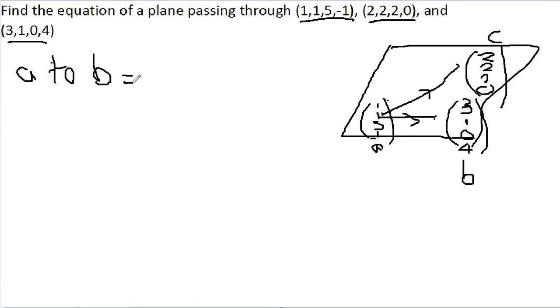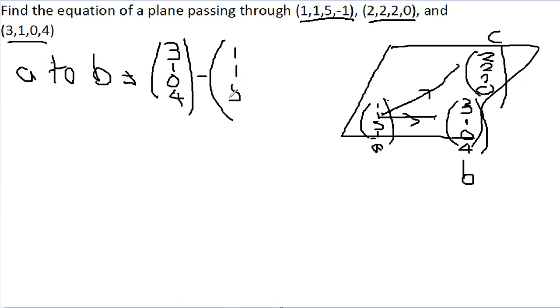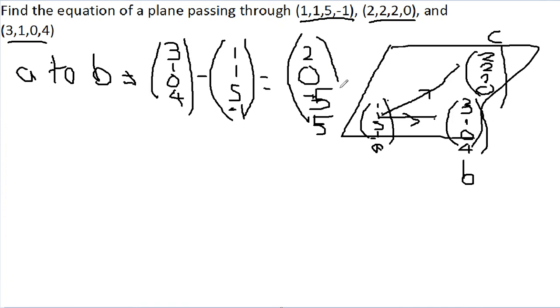So our terminal point is this, and our initial point is this. Hence, (3, 1, 0, 4) minus (1, 1, 5, -1) will give me (2, 0, -5, 5). Why? Because 3 minus 1 will give me 2, 1 minus 1 will give me 0, 0 minus 5 will give me minus 5, 4 minus 1 will give me 5.